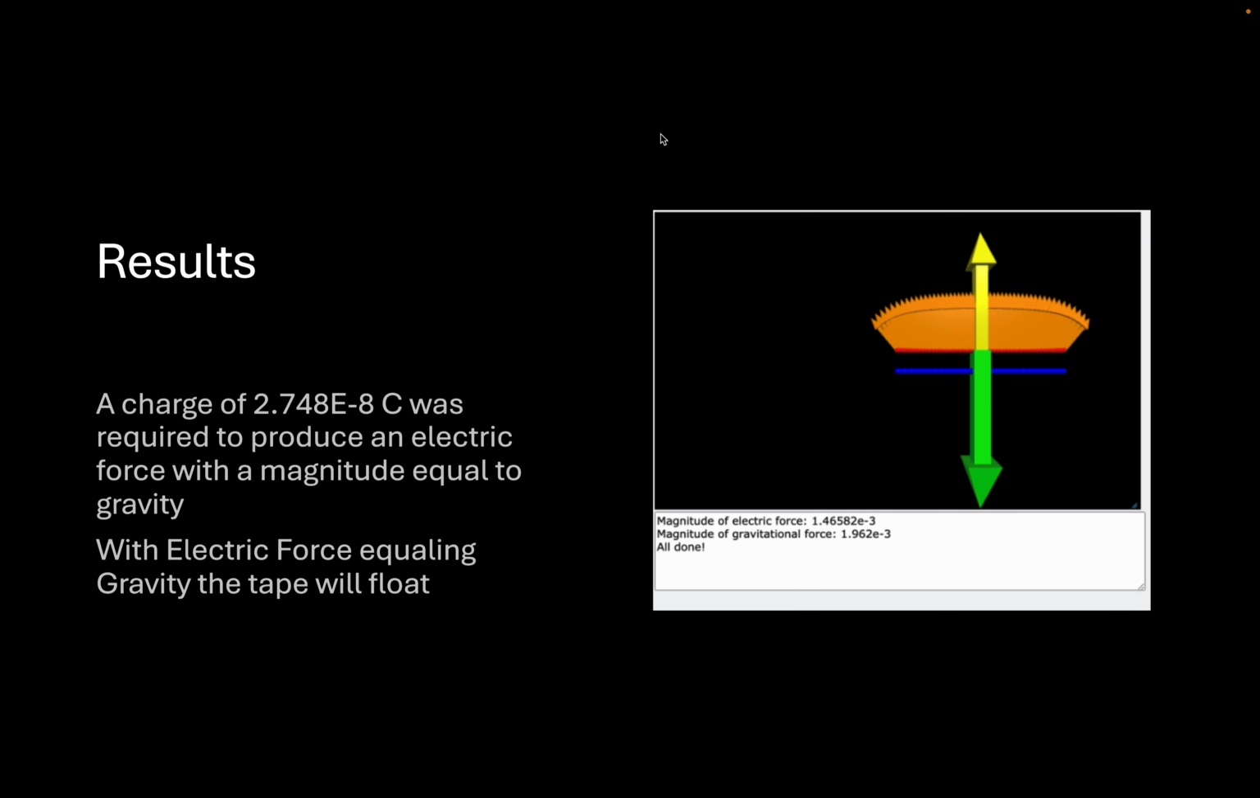And the results of this lab. As you can see here, we have our model, and we discovered that a charge of 2.748 e to the negative 8 coulombs was required to produce an electric force with a magnitude equal to gravity. And with electric force equaling gravity, the tape would float. And in here we have our vector, gravity pointing down, electric force pointing up.